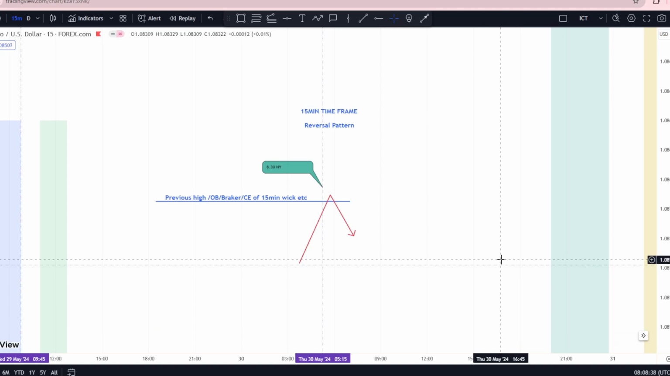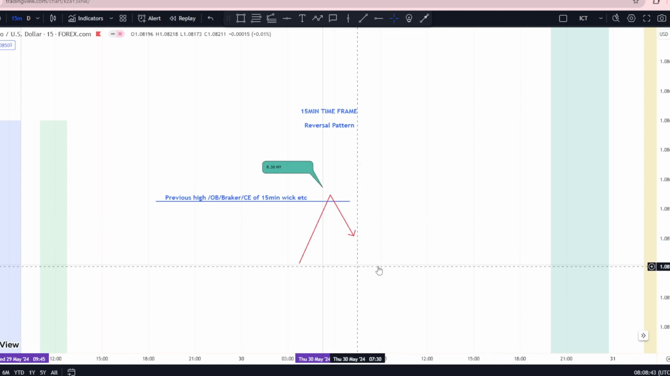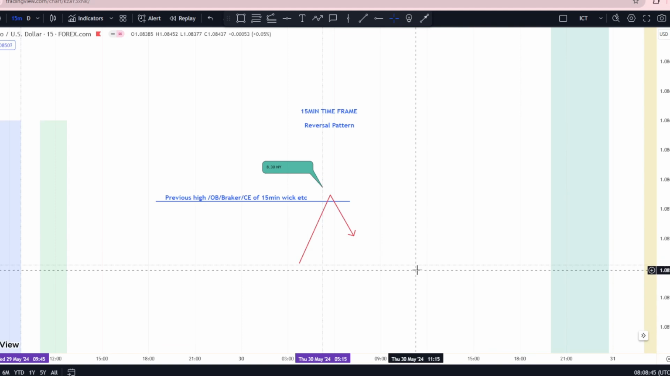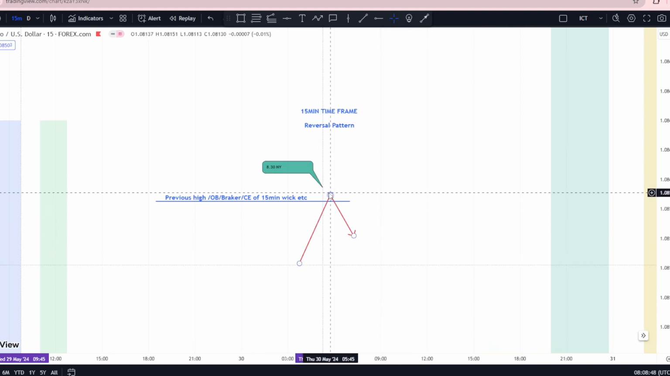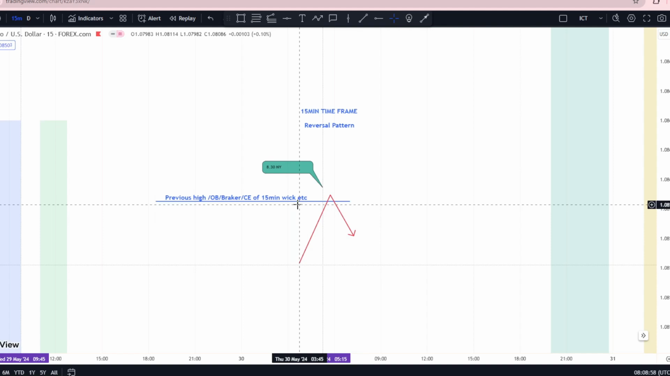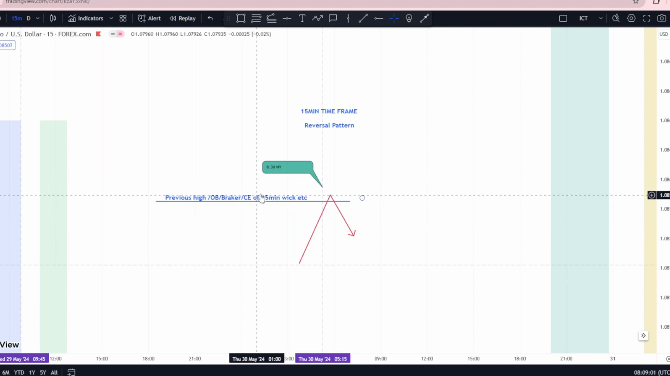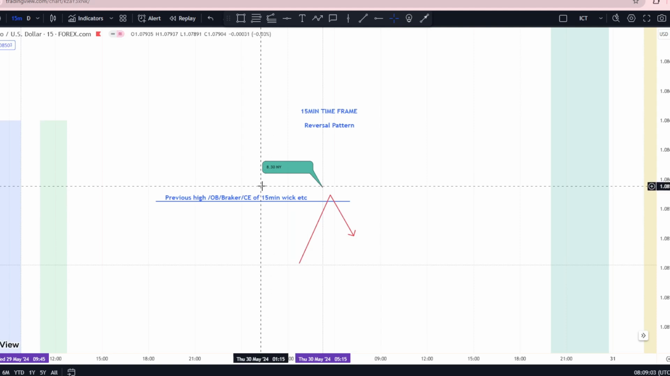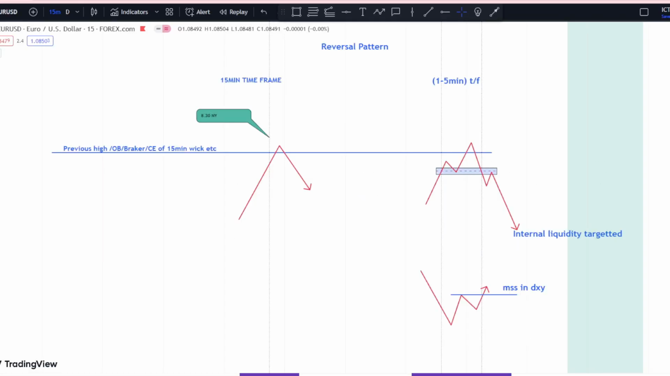Next one is the reversal trade pattern. After marking all the 15-minute PD arrays, if the price took any external liquidity after the 8:30 open, then move into the lower time frame. The external liquidity can be old highs and lows, order blocks, fair value gaps, etc. Once this happens, I move into the lower time frame charts.